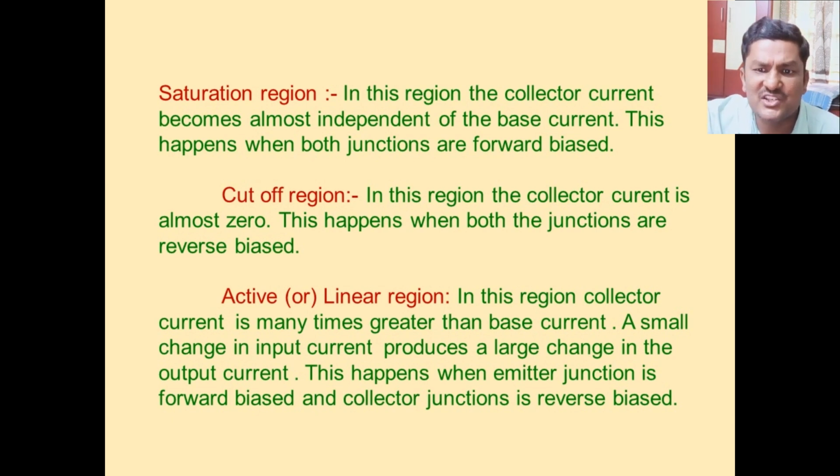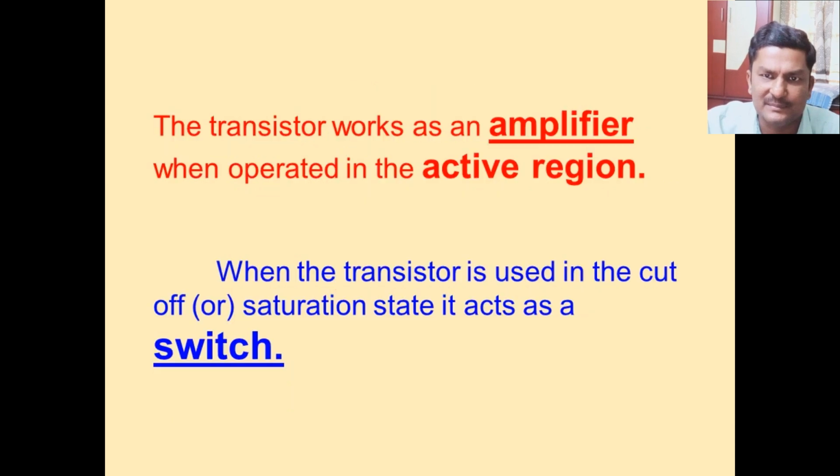Okay, saturation region, cutoff region and active region. In the saturation region, both the junctions are in forward bias condition, and in the cutoff region, both the junctions are in reverse bias condition. In the active region or linear region, the emitter junction is in forward bias condition and the collector junction is in reverse bias condition.